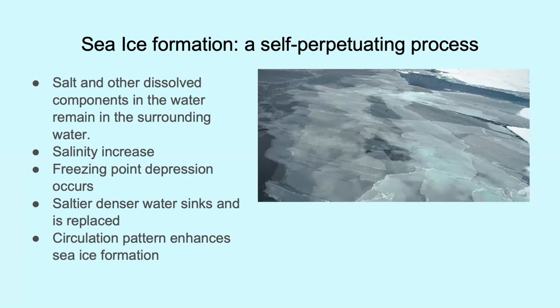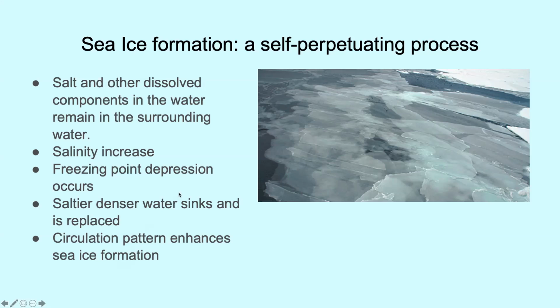Now recall the freezing point depression property of seawater. If solutes are added to the water, it lowers the freezing temperature. Also, the salt that stays in the surrounding water that did not freeze in the ice will make that water more dense. So this saltier, denser water will sink and will be replaced by water with lower solute, lower salinity, and lower density content. So this water that replaces it will freeze more readily than the high salinity water. And thereby it establishes a circulation pattern that enhances the sea ice formation.